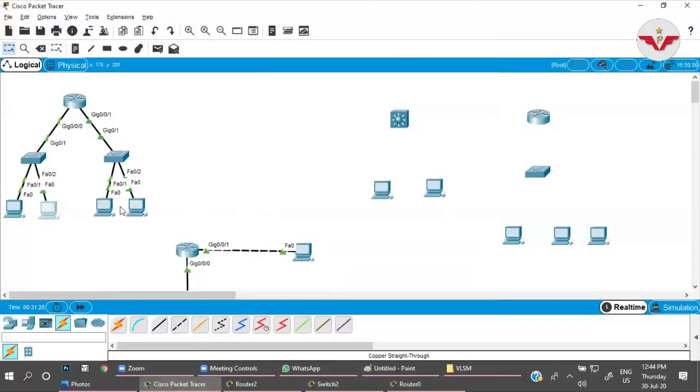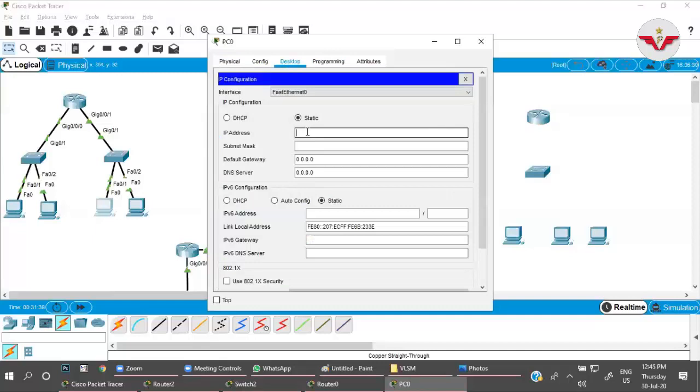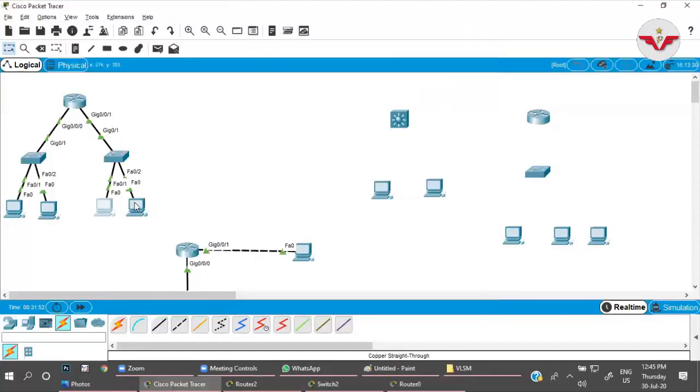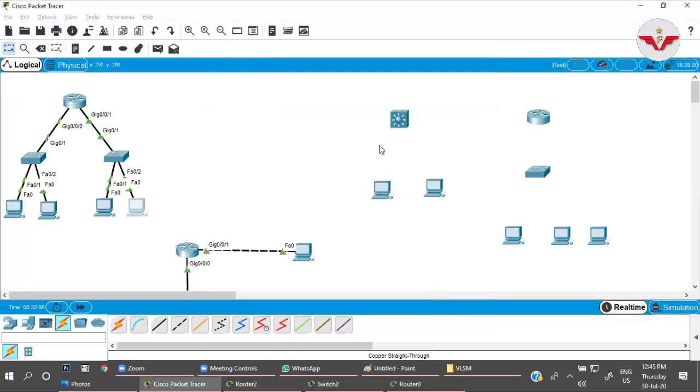Now this is the student network. The student network was from 0 to 127. The first IP I had given, 0.1, is on the router. So on the PC I'm going to give 0.2, and the subnet mask I use in that network is 128. The default gateway for this network is 0.1. For this PC, 0.3, subnet mask 128, and 0.1 is the default gateway. Now just check if it's working or not.